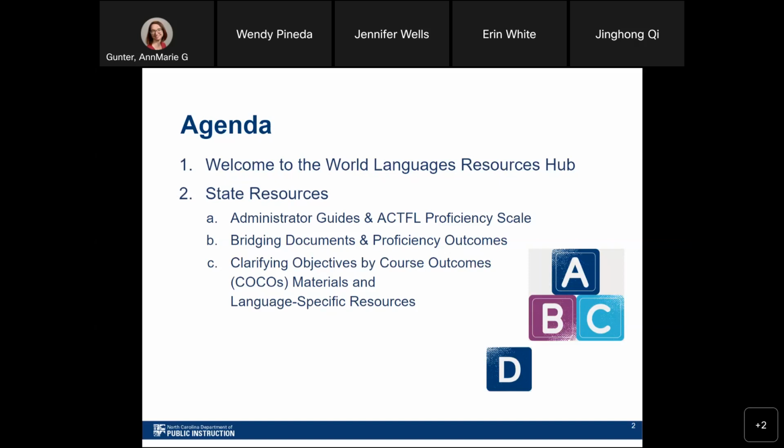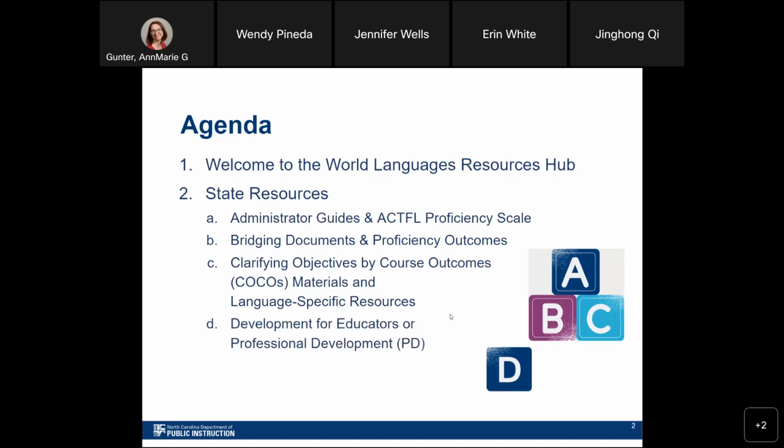We'll also cover some language-specific resources available in our World Languages Resources Hub, because teachers often ask, are there any materials online for free that I can access and use in my curriculum, for example, reading passages or listening passages? So we'll take a look at that.